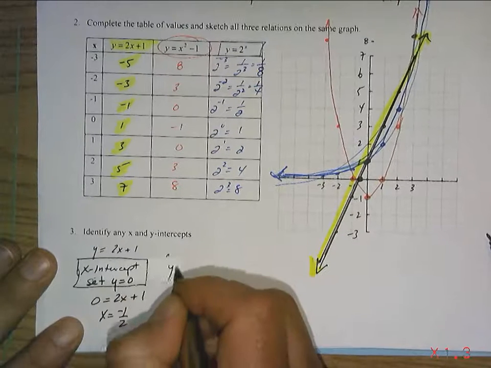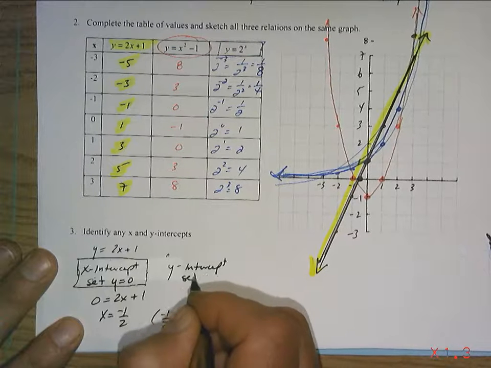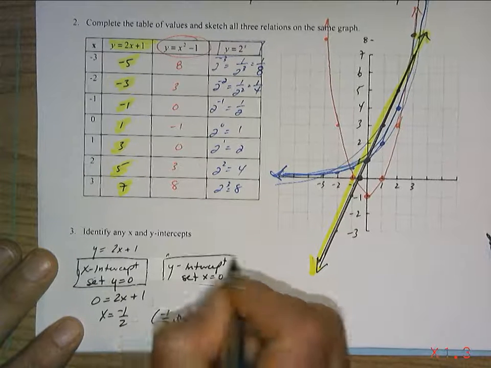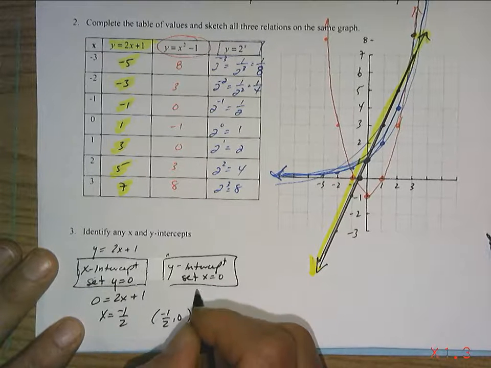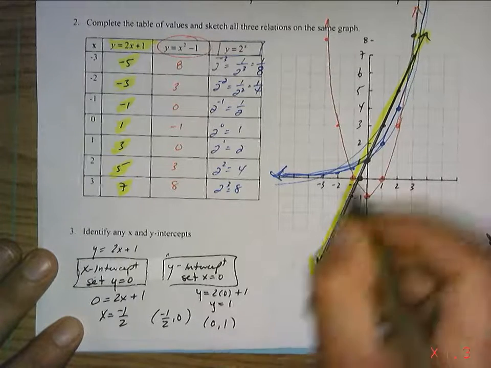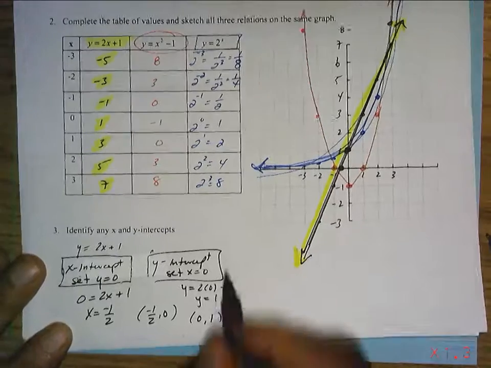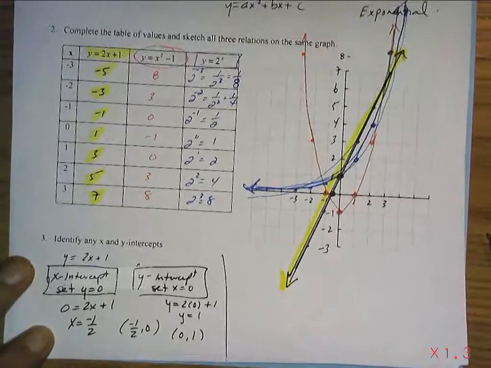For a y-intercept, you're going to set x equals to 0. So that'll be y equals 2 times 0 plus 1. Y equals 1, so it's 0, 1, which is right here. That's your y-intercept. So that's for the linear function.